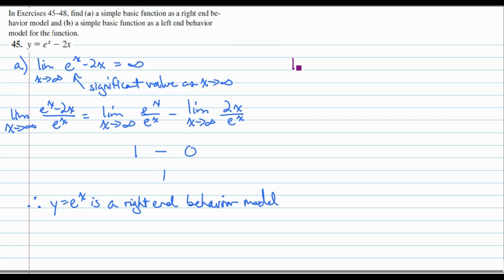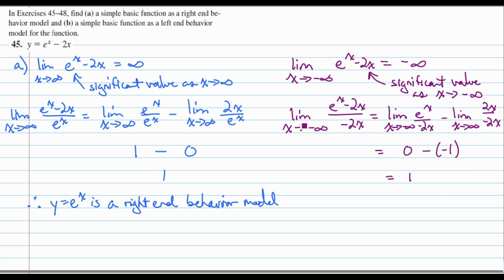Now the left end behavior model. Well, let's talk about the limit as x approaches negative infinity of our function, e to the x minus 2x. Now I know that that's going to be negative infinity, but which one is the more significant part? Well, if I start plugging in more and more negative numbers, e to the x, or e to the negative infinity, is going to approach 0, because that's going to drop down to the denominator and it'll be 1 over this really, really, really large number approaching 0. So the significant part in this one is negative 2x.